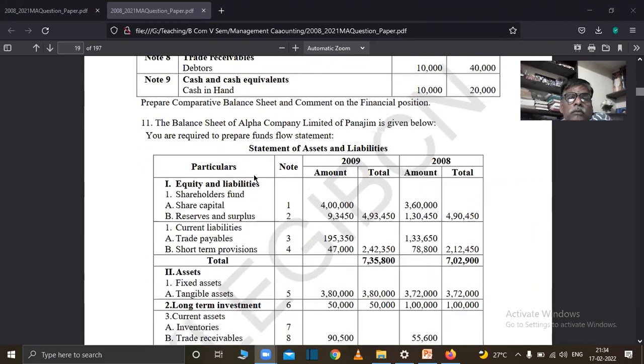And you see the question number 11. In question number 11, balance sheet of Alpha Company Limited of Panjim is given below. You are required to prepare fund flow statement. They ask to prepare fund flow statement. Okay. So you see the year 2009 is given first, and thereafter they have given 2008.